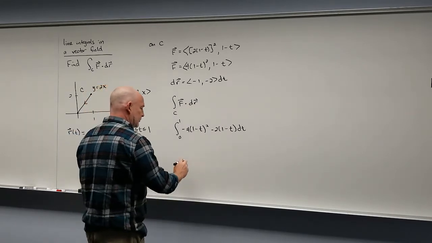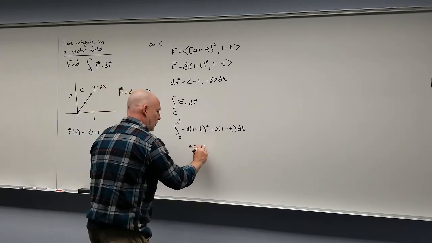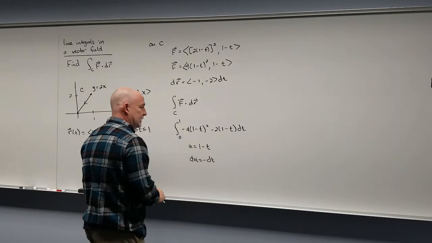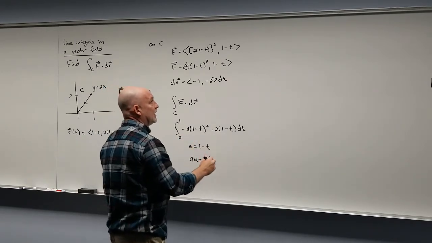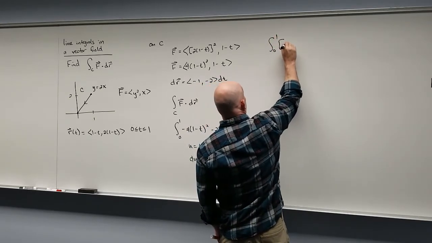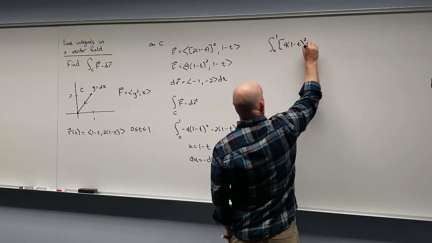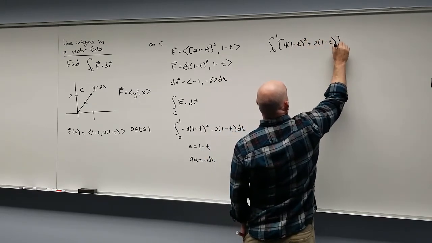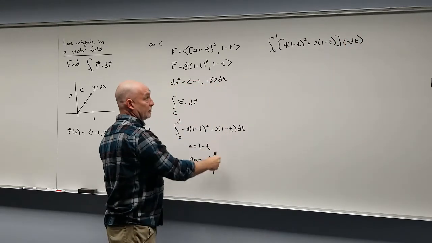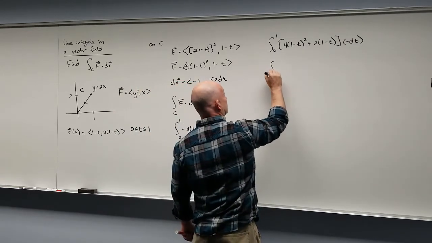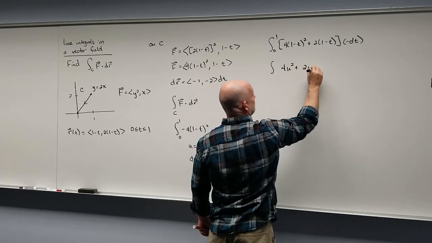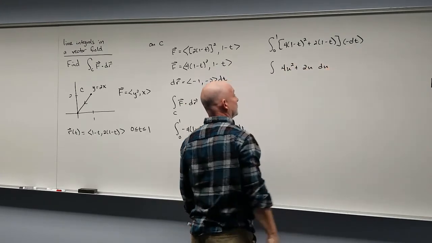Let's do a u-substitution. If we let u be equal to 1 − t, because that's what I have everywhere I have a t, du is equal to −dt. So since both of these terms have a negative, I can write the integral from 0 to 1 of the quantity 4(1 − t)² + 2(1 − t) and negative dt. I just took the negative out of both of these pieces and put it over here. Now we can do our substitution. This will be 4u² + 2u, and negative dt is du.